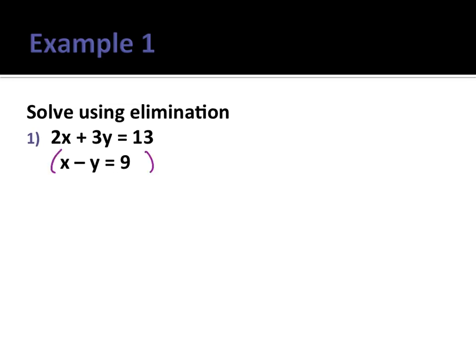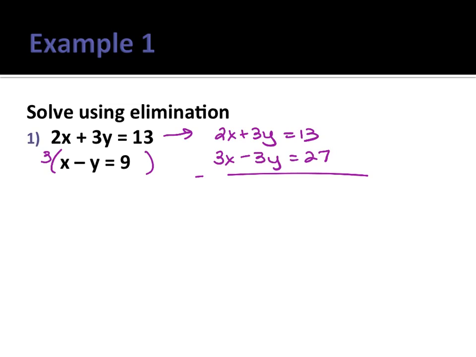Good. So typically I would go with ones that already have an opposite sign and one that can go into the other one. So I'm going to carry this over. 2x plus 3y equals 13. 3x minus 3y equals 27, and then add: 5x, these cancel, equals 40. Divide by 5, and x is 8. So there's the first coordinate.